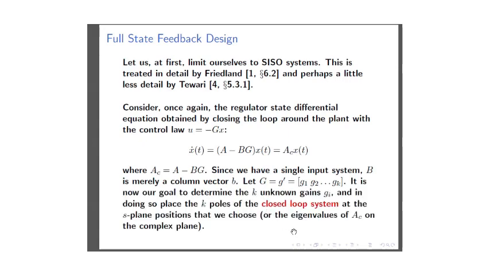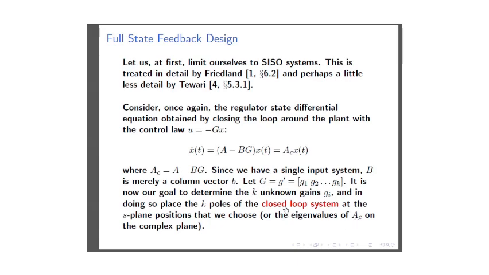So it is now our goal to determine the K unknown gains Gi. In other words, for now, the elements in the G transposed row vector are still unknown. We need to determine these, and in doing so, place the K poles of the closed loop system at the s-plane positions that we choose. Or another way of saying this is the eigenvalues of A_c on the complex eigenvalue plane.